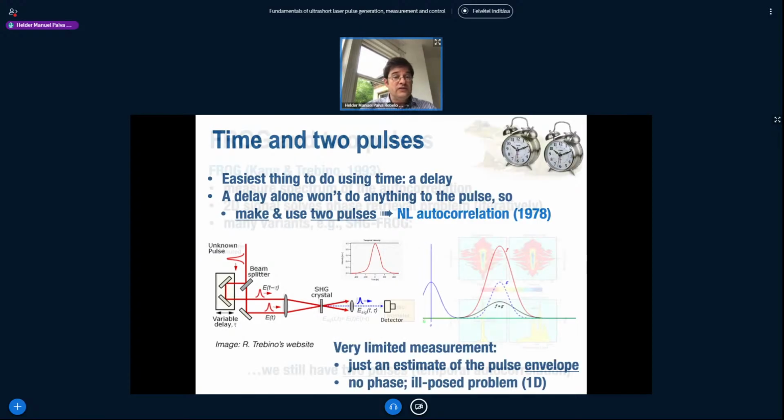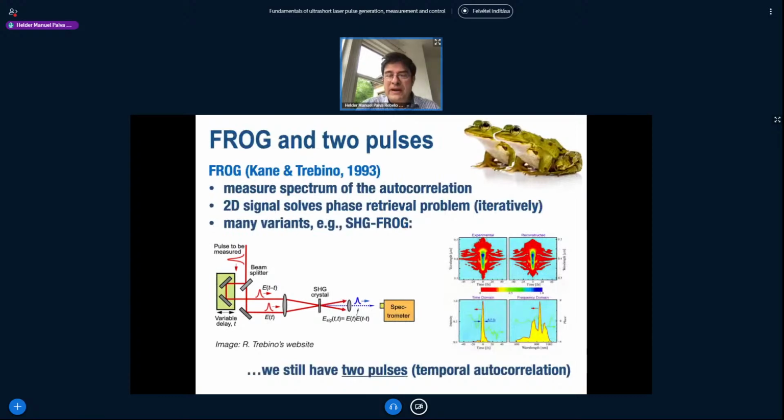Here, in FROG, you're doing the same, but now you're measuring the spectrum. But you need two pulses. So you split the pulse in two, manipulated the pulses, and then got the pulses together, okay? And the reason why you did this was because you're working in the time domain. And this forced you, because you were changing the delay between two pulses, you really needed two pulses.